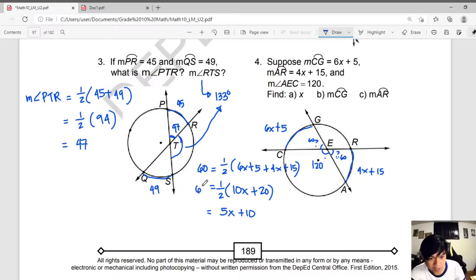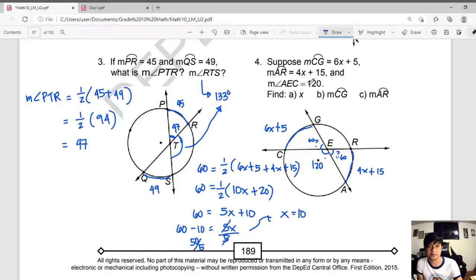So, we can move the 10. 60 minus 10 is equal to 5x. Divide both sides by 5. This one is 50 divided by 5. So our x is 50 divided by 5, which is 10. So our x is 10. The value of x here is 10.